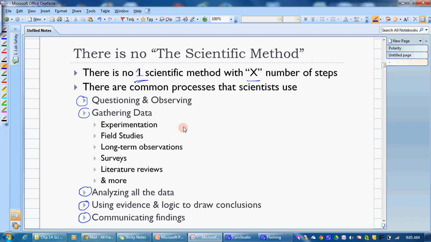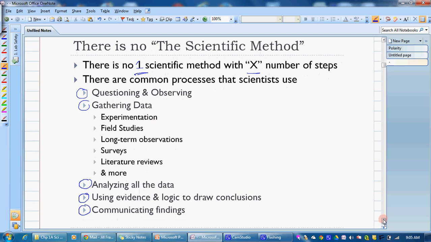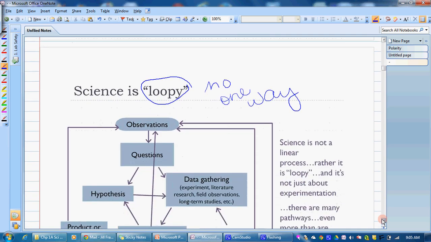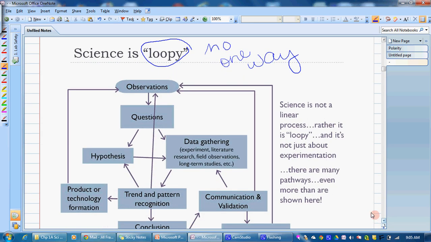You can also see here that there's a lot of different ways that we gather data. It can be anything from reading literature to doing a survey to taking observations over a long period of time, or just doing an experiment like we typically do here in chemistry class. So what we say is that science is loopy. There's no one way.